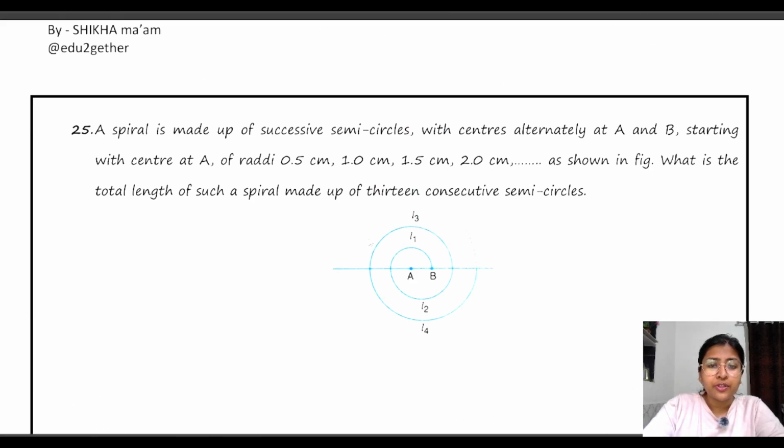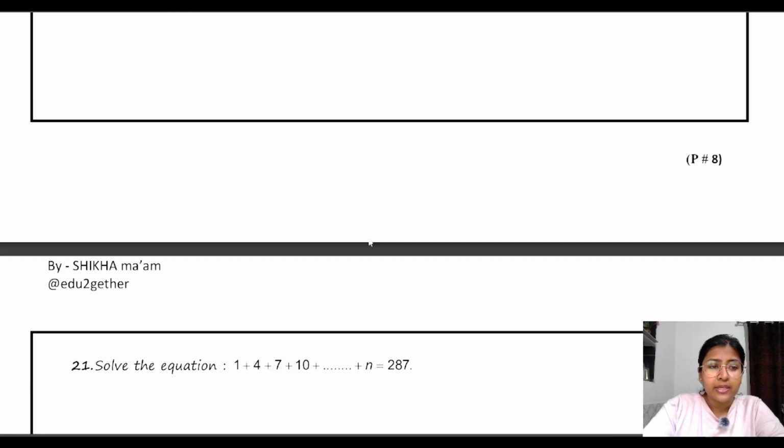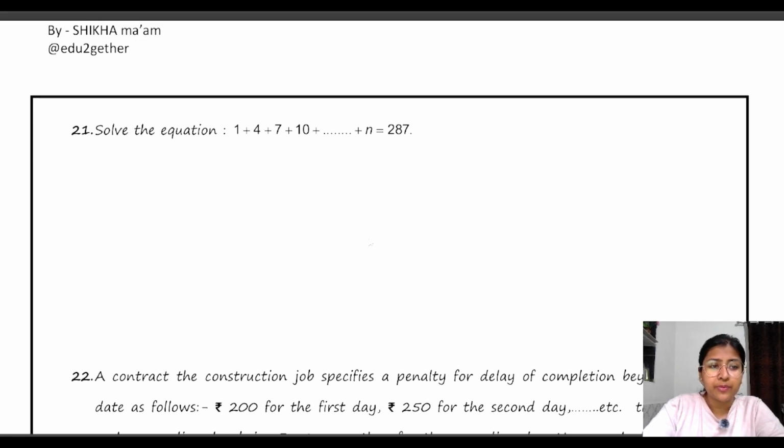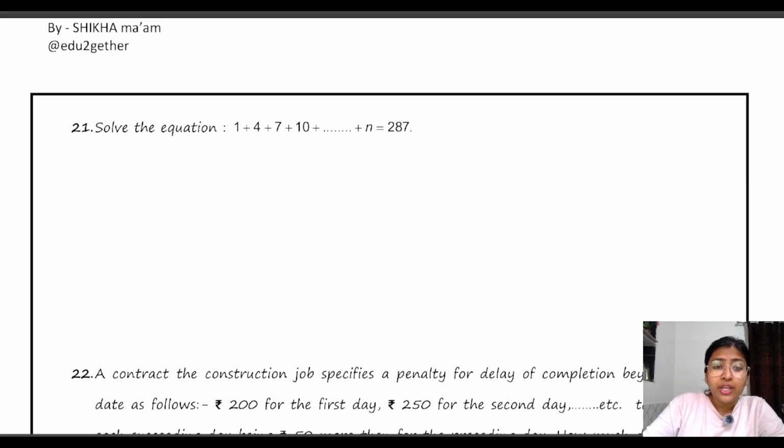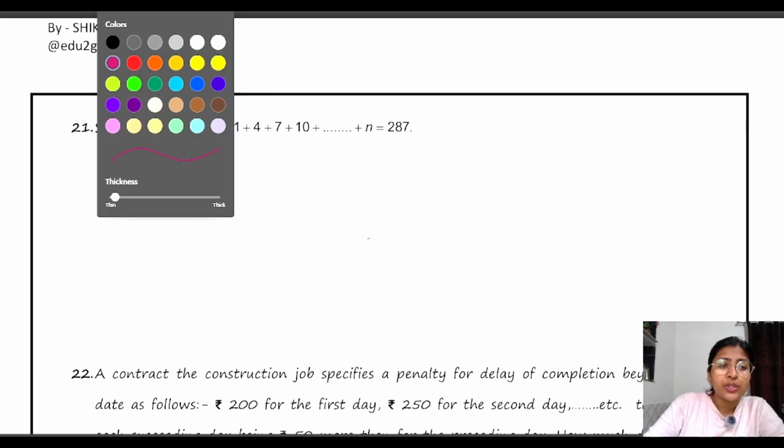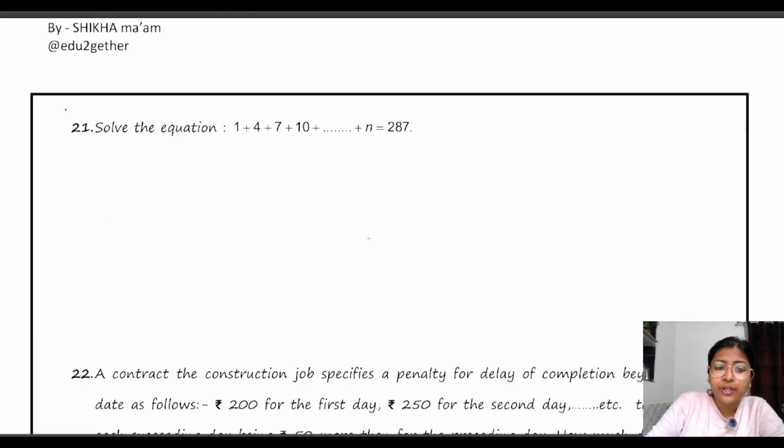So see question number 1. Solve the equation for the value of n. Okay, it is an AP. First we need to see whether it is an AP or not. So yes, it is an AP because it has a common difference of 3.